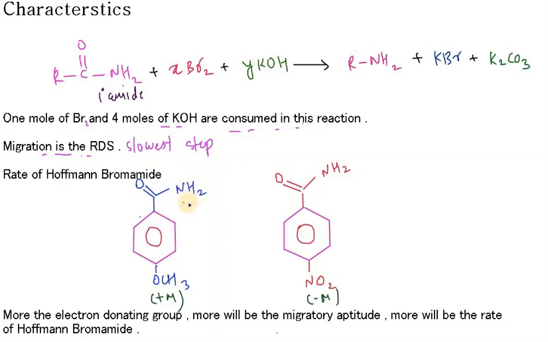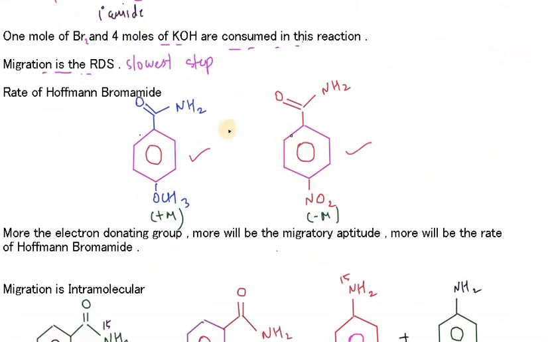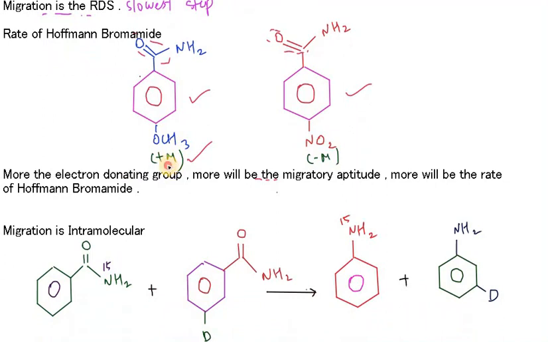And if we talk about the rate of the Hoffmann bromamide reaction, suppose we do it over this molecule and over this molecule, we will see where the reaction will be faster. The rearrangement becomes more effective when there is a +M group attached over here. The more the electron donating tendency, the more the migrating aptitude, and the more the rate of the Hoffmann bromamide reaction. So OCH3 shows a +M effect, NO2 shows a -M effect.